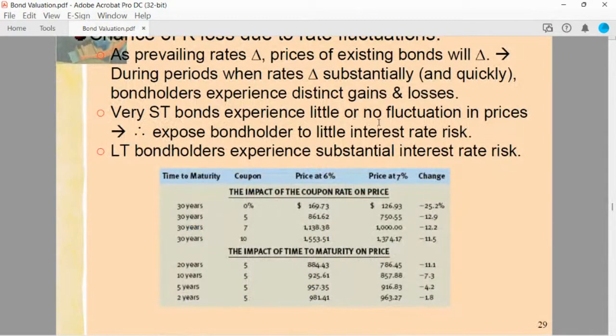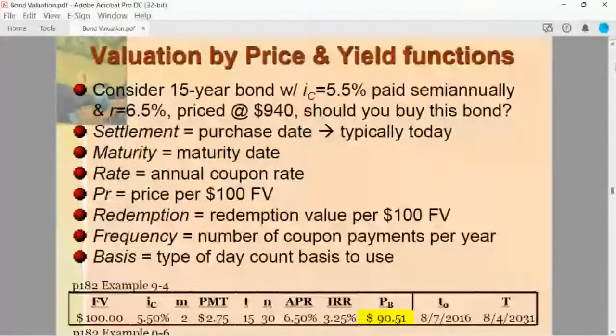Very short-term bonds experience little or no fluctuation in prices, therefore they expose bondholders to little interest rate risk. That's why I've been telling you, that's why it's called maturity risk, because the longer the maturity, the more uncertainty, which means there are more chances of interest rate fluctuation. Short term, it will hardly change. In the short term, everything is already priced in. The interest rate change is already priced in, because in the short term, it is known, right?